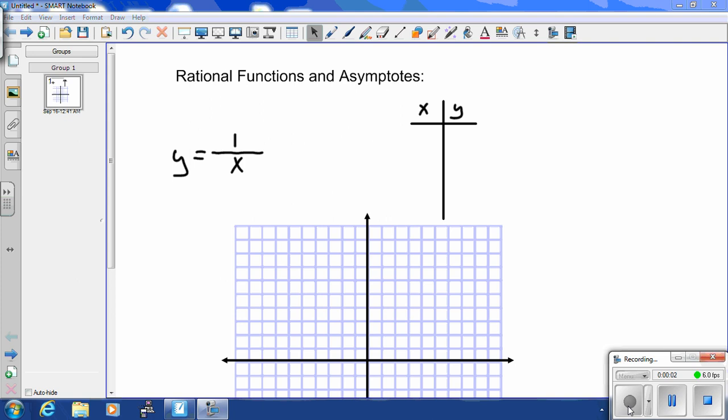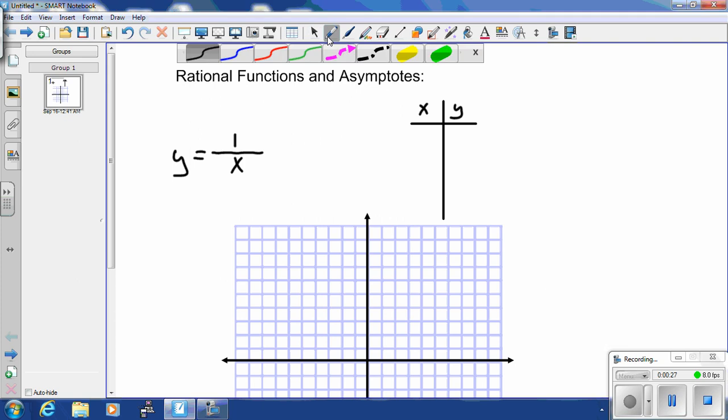Section 6 is on rational functions and asymptotes. To keep it real simple, a rational function is a function that's made up of a fraction of other functions. Probably the most basic one that we can talk about is y equals 1 over x. That is considered rational, and it's the most basic one, as I said, because it's just simply 1 over x.